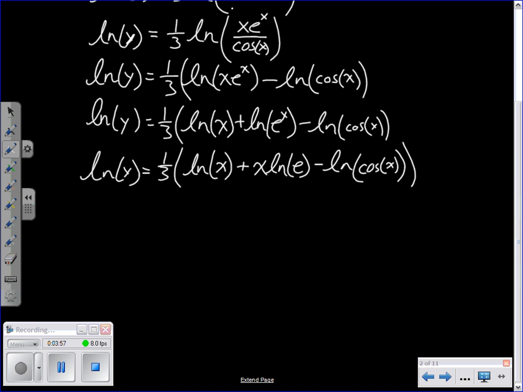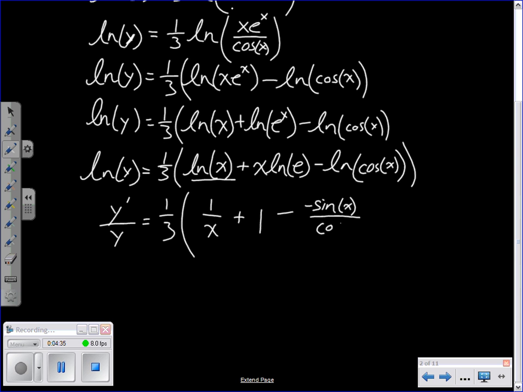Whenever I take the derivative of natural log of y, I could use a technique called implicit differentiation. I know we haven't gotten quite to that point yet, but really what you're doing is taking the derivative of what's inside. So the derivative of y is y prime, and I divide that by y. Then I have 1/3. The derivative of natural log x is just 1 divided by x, plus here I have the derivative of x, which is 1. Natural log e is its own identity, and that's the value 1, minus the derivative of natural log of cosine x, which is negative sine x divided by cosine x. And if I wanted to, I could rewrite that as negative tangent.